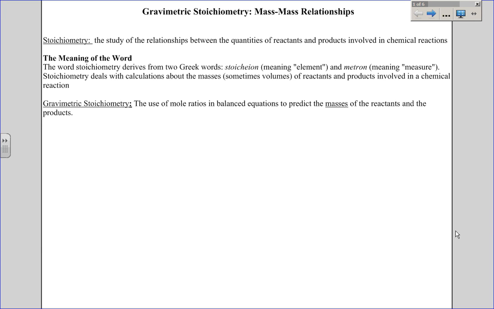So it deals with calculations involving the masses or volumes of the reactants and products involved in a chemical reaction. When we use the word gravimetric in front of stoichiometry, we're referring specifically to the use of mole ratios to predict the masses of the reactants and products in a particular chemical reaction. What we're going to be doing is learning the process of solving mass-mass problems or mass-mass relationships.